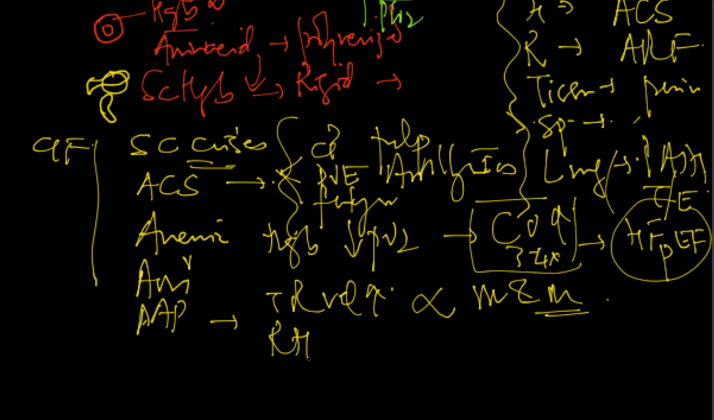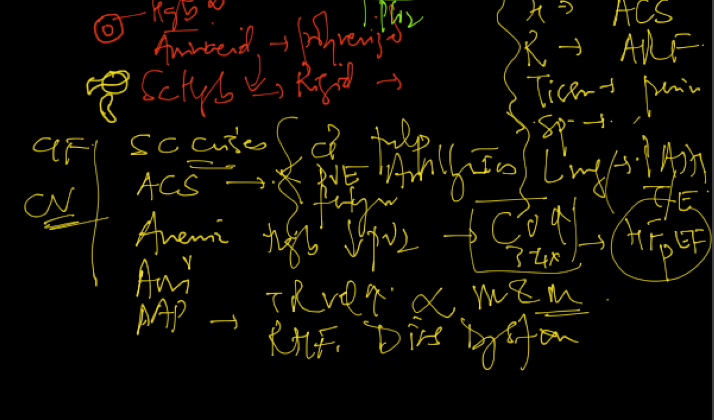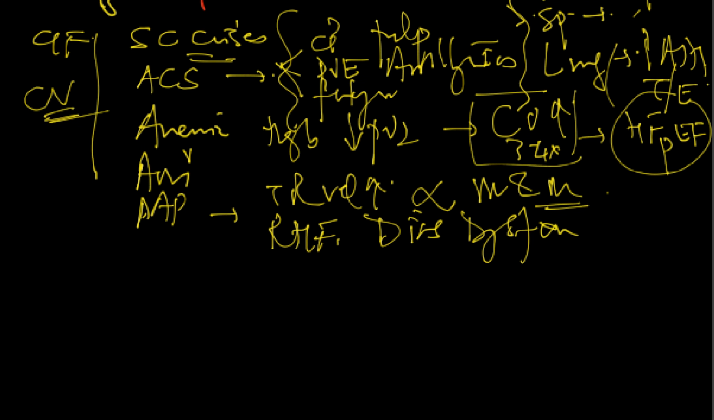Right heart failure can develop. Diastolic dysfunctions have been defined. So these are all the cardiovascular manifestations of sickle cell disease, and not only just from the crisis alone.